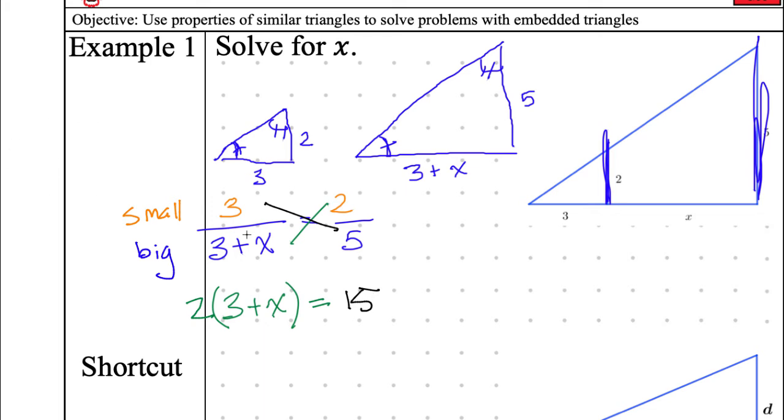Keep your parentheses. That's another tiny mistake that people sometimes make. I'm now going to distribute on the left-hand side. Oh, question? Can I do it? Yeah, go for it. So 2 times 3 plus 6, plus 2x, is equal to 15. Thank you, Sergio.